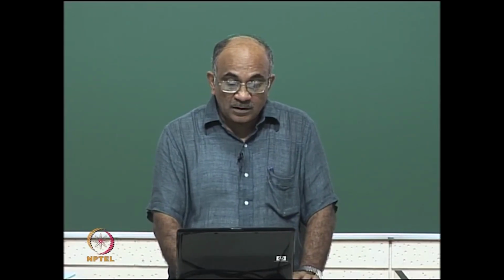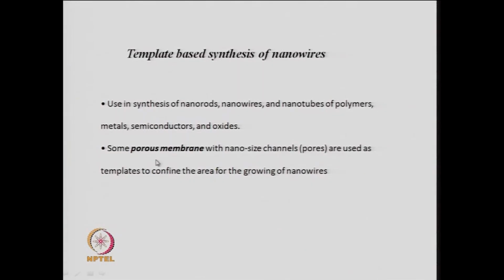Now, many times this template is actually a porous membrane. So, what is this template? Most of the time it is a porous membrane with nano sized channels or pores, and within these pores you want the growth of these nanowires. So, the diameter of the nanowire is very closely linked to the diameter of the pores within this porous membrane, because that restricts the growth of the nanowire in the radial direction. So, the growth can only be in the axial direction, and so you get very long and thin nanowires.